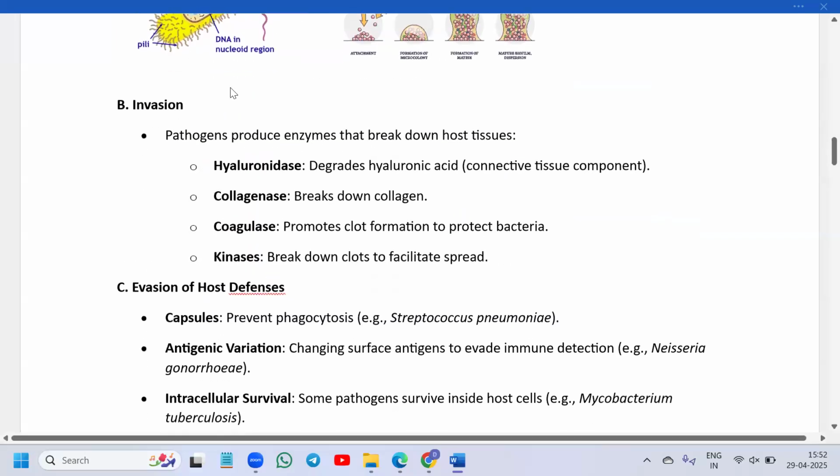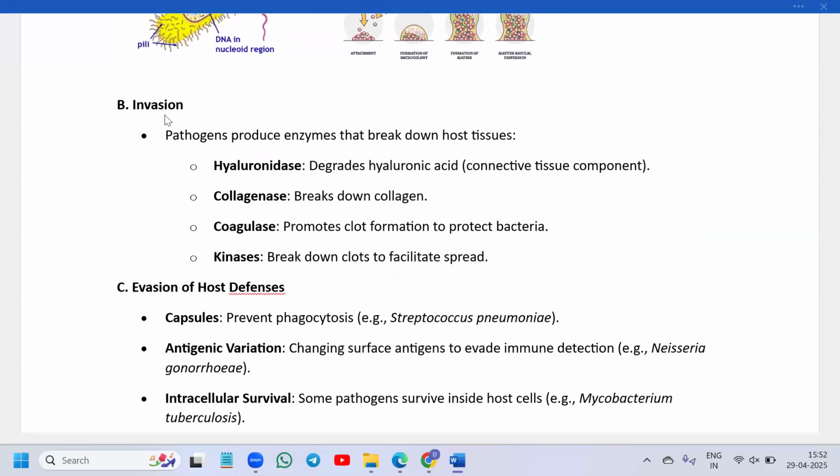Next is invasion. So how does the bacteria attach to any organ? That is adherence, and then how it is going to invade. It is going to get inside the host tissue and cause disease, right? Because it should get inside your cells, it should get inside the tissues. That is invasion. So how does it do that? Certain pathogens will produce enzymes that break down your host tissues. Likewise, it will create a pathway by breaking down your host tissues with the help of some enzymes and it will enter inside the cell.